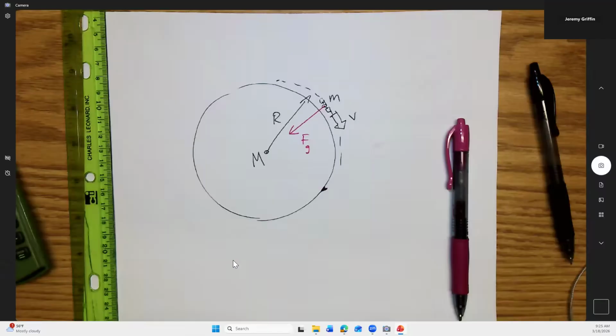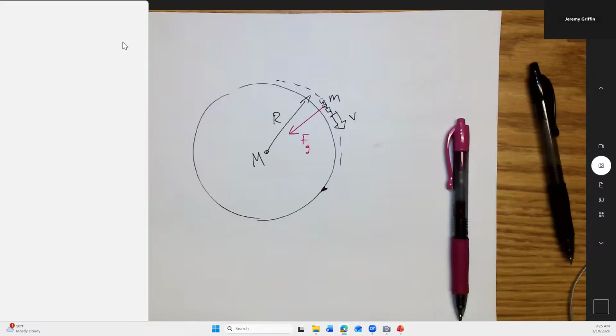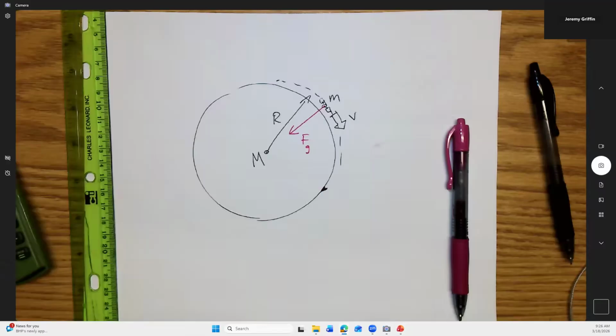Do you guys have any questions about gravitation? All right, so I do have some FRQs popped up right here. Let's take a look at some of these questions.